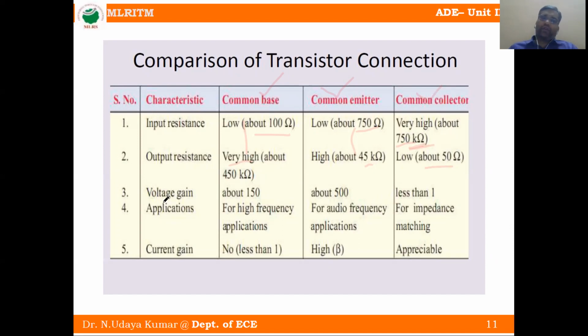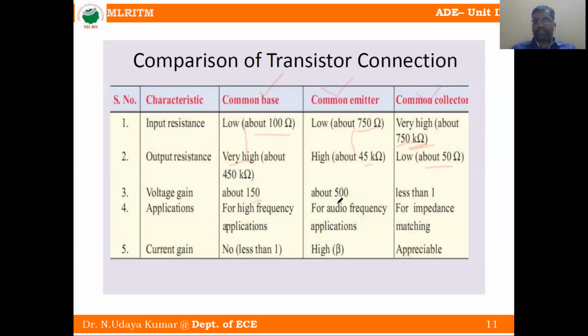Next, voltage gain. Voltage gain is nothing but the output voltage divided by the input voltage. The voltage gain in the common base configuration is about 150.